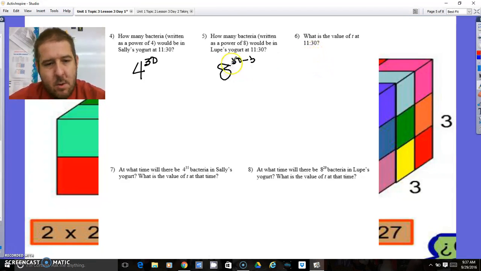T, what is the value of t? Okay, well, how are you supposed to use t instead of x? So what's the value of t at 11:30? So t would be 27. And the reason why is because you have to subtract those 3 minutes.